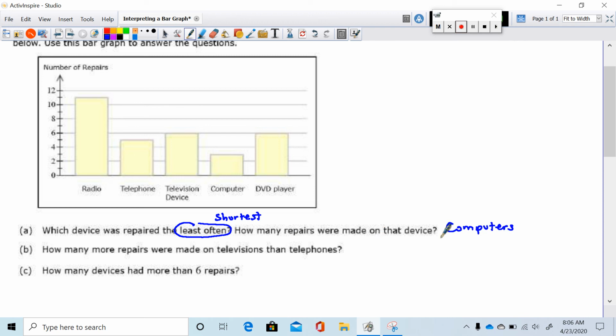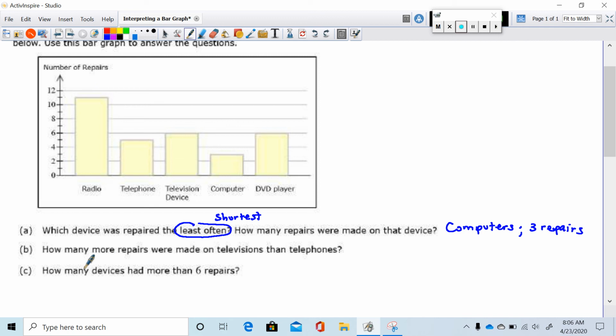And how many repairs were made on that device? Well, if you take the top of the bar and go over, it looks like there were 3 repairs. Okay, it's hard to make a straight line with this board that I'm using. Sorry about that. How many more repairs?